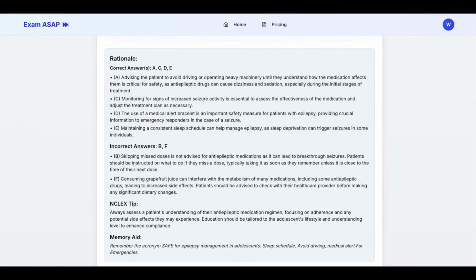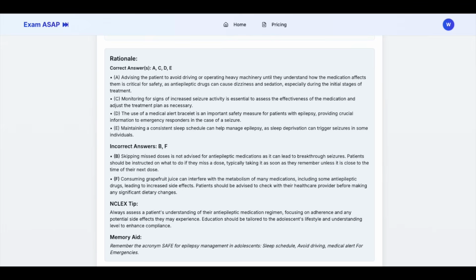Rationale. A, C, D, E are correct. A. Advising the patient to avoid driving or operating heavy machinery until they understand how the medication affects them is critical for safety, as anti-epileptic drugs can cause dizziness and sedation, especially during the initial stages of treatment. C. Monitoring for signs of increased seizure activity is essential to assess the effectiveness of the medication and adjust the treatment plan as necessary.